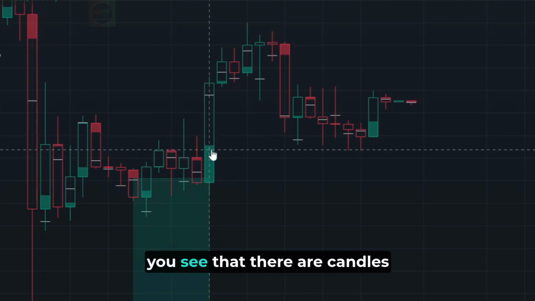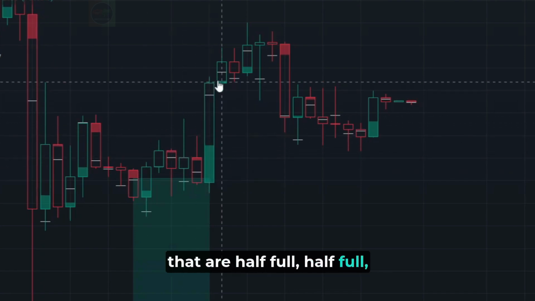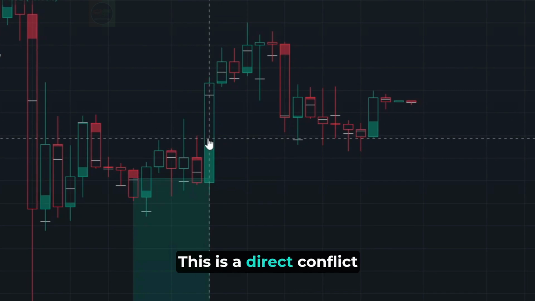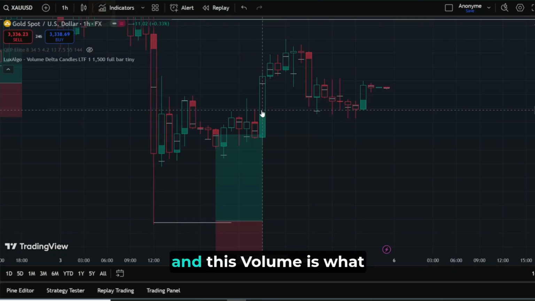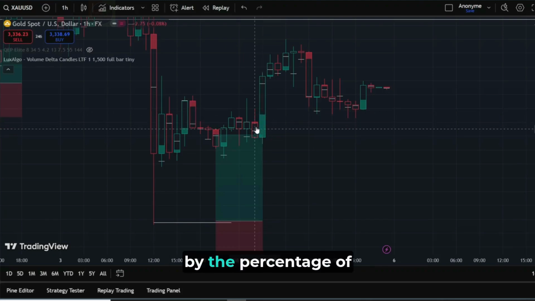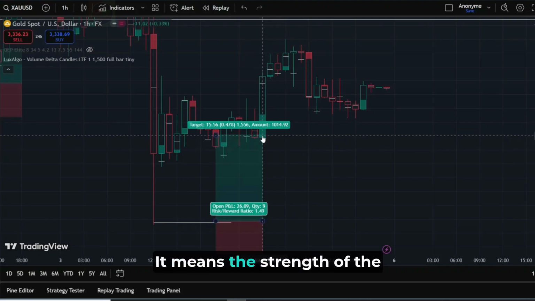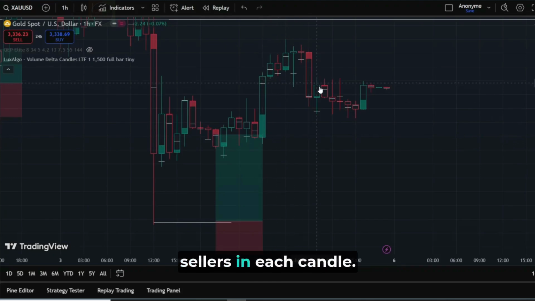So if you look here, you see that there are candles that are half full, or completely full. This is a direct conflict between sellers and buyers. You can see this conflict directly in each candle. This means you can see who is controlling this market situation, in each candle, whether it's the sellers or the buyers. Each candle is formed from volume, and this volume is shown by the percentage of the candle's fill. It means the strength of the buyers and the strength of the sellers in each candle.